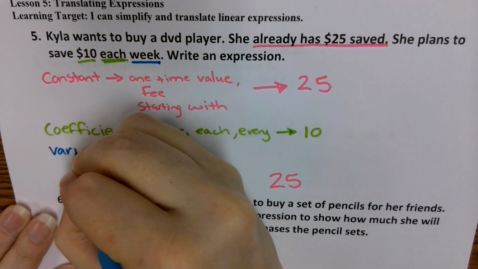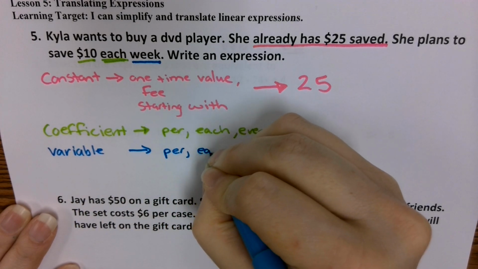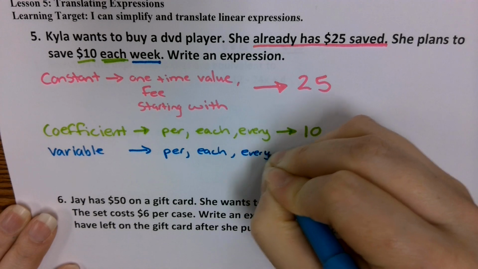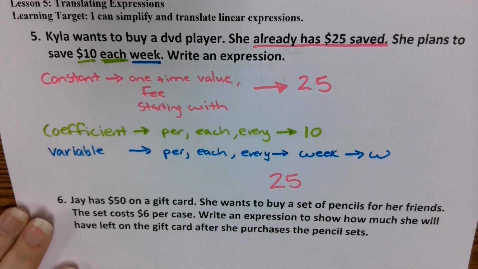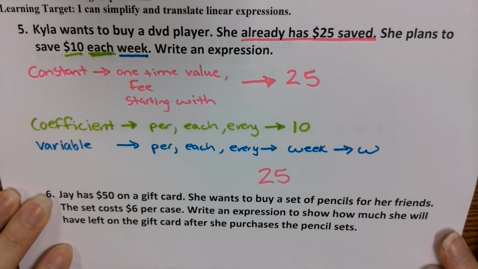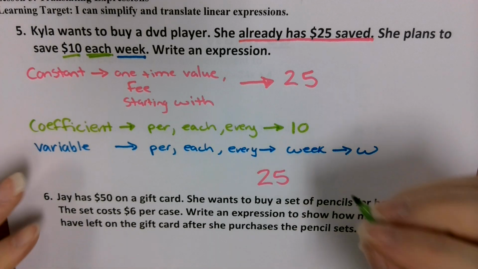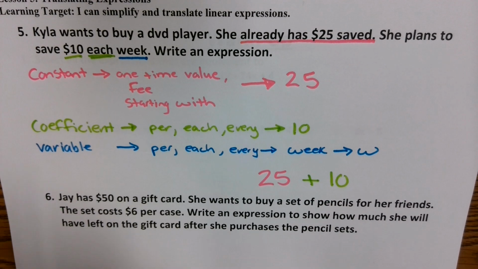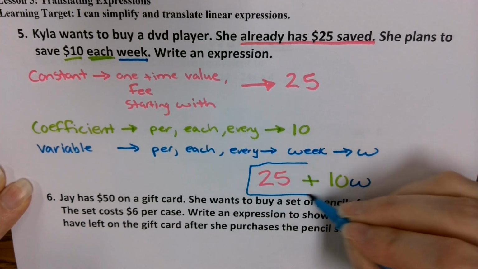And then your variable is a part of that per, each, and every, which in this case happens to be the weeks. So we'll use the variable W. Now, if she's going to continue saving, does that mean that we're going to add or subtract? She's going to continue saving. Are we going to add or subtract? Add, right? So we're going to add $10 per week. And that's our expression. 25 plus 10W.